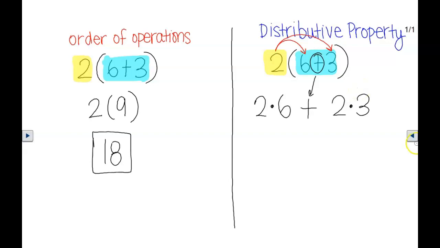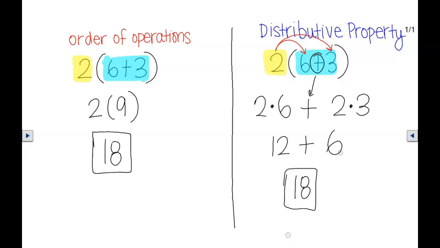Now, again here, I would have to use order of operations to finish this problem off. I have 2 times 6 plus 2 times 3. So I have multiplications and I have this addition. According to the order of operations, the multiplications would go first. So we would do 2 times 6, which is 12. We would do 2 times 3, which is 6. And then we would add those together. So now we do our addition. 12 plus 6 is 18. And lo and behold, that is the same answer.